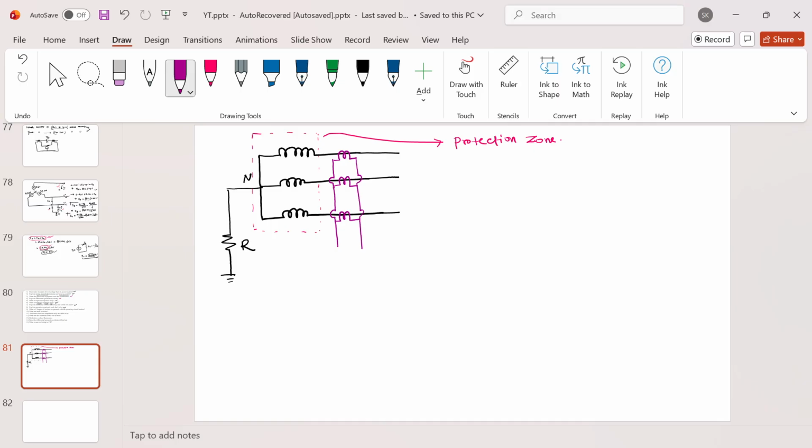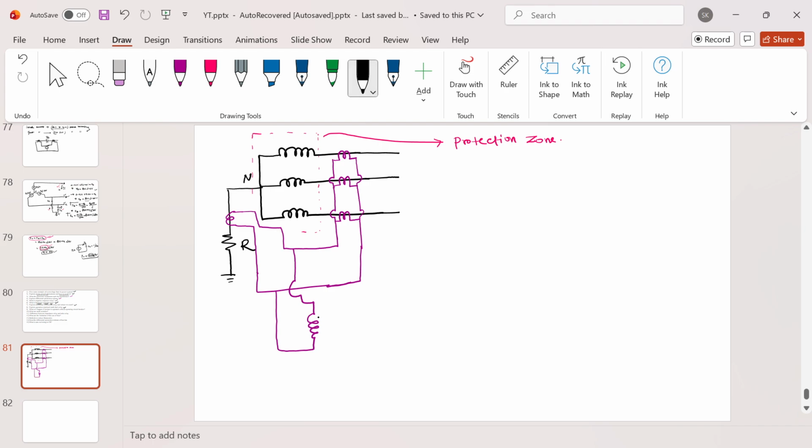Now these are the CTs, and we also have one more CT that is connected to the neutral. Let me erase this portion. So let's say I have these CT terminals, and I will have relay coils here. Let me connect these two points, and this is my relay coil. The relay coil is connected in this way, it will be energized, and it will send the trip signal to the circuit breaker, and it will trip.